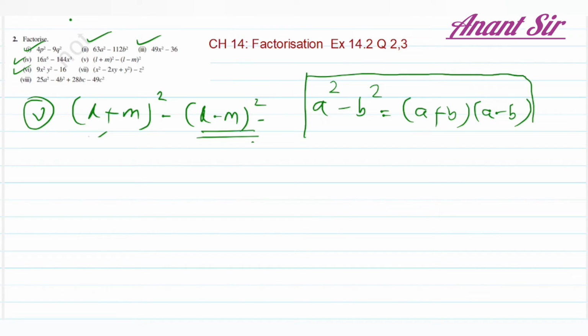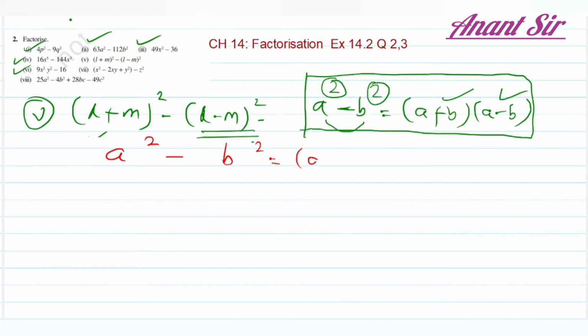When can we use this formula? We need to understand that first. If there are two terms whose squares are there and there is a negative sign in between them, then you just add them in one bracket and subtract in another. So now you can just imagine this first bracket as a square and second bracket as b square, then you just have to add them in one bracket and subtract in another because there are two squares and a negative sign between them. So what I am going to do, my A is the L plus M bracket and B is the L minus M bracket.